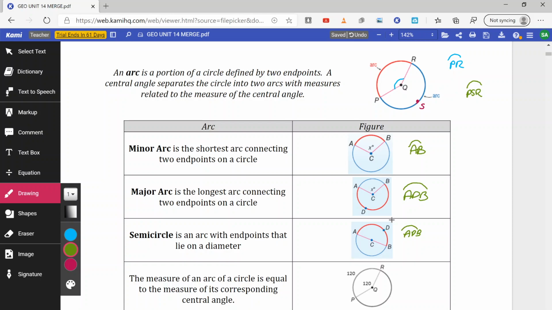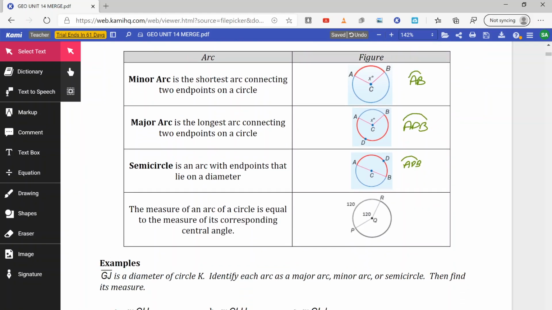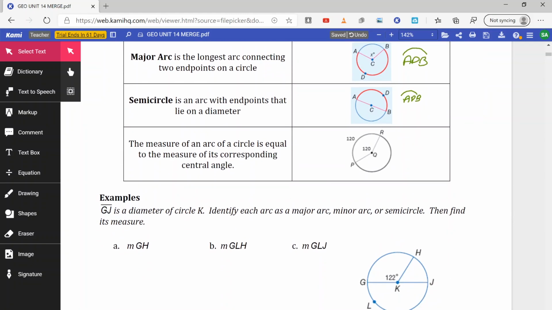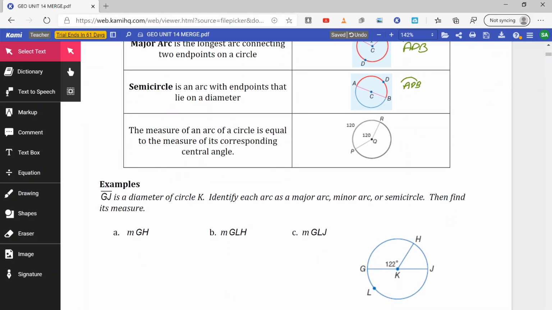Now, the measure of an arc, how are we supposed to figure out what the measure of an arc is? Well, the measure of the arc is equal to the measure of the central angle. So given circle Q here, minor arc PR, and central angle PQR, if angle PQR is 120, then the measure of arc PR is also 120. It's not necessarily 120 degrees, it's just 120. So let's put that into practice.